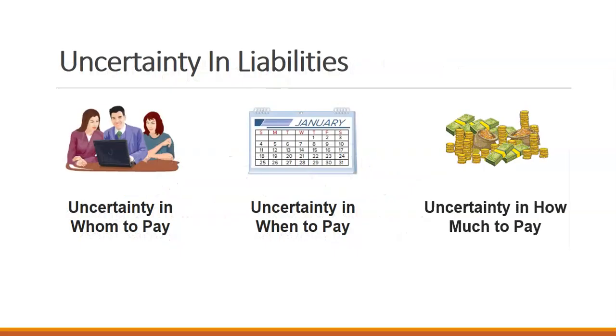What is our uncertainty in liabilities? Well, sometimes we have an uncertainty in who is going to get paid, when they should be paid, and how much to pay. And we're going to talk about some of that uncertainty in liabilities at the end of this chapter when we talk about things like warranty expense, where we have to estimate how many of our customers are going to utilize the benefit of the warranty.